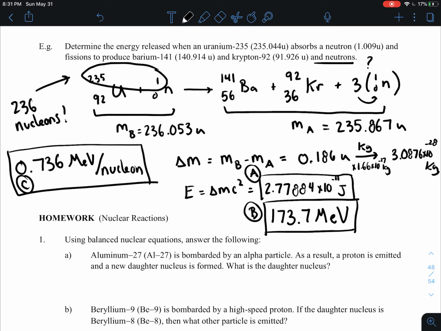All right, so try these questions out. It's all about balancing nucleons, balancing charge. Try some of these harder questions, which is talking about energy released. Once again, comparing the mass before and the mass after, and there should be a change in mass, and that change in mass can be used to determine the energy using Einstein's equation. All right, so try the rest of the questions.